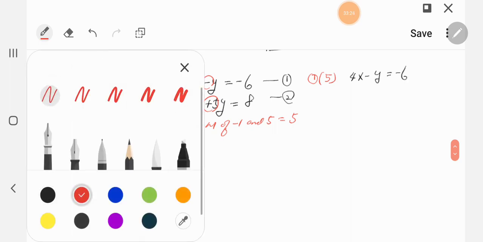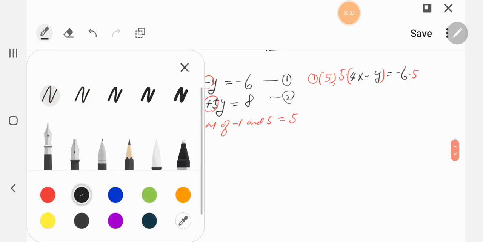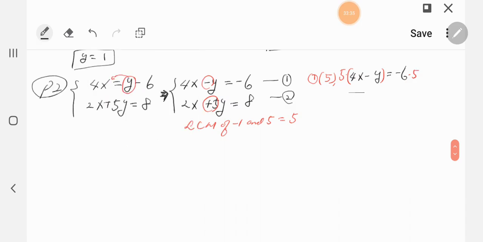So I will multiply this equation by 5. Okay, so multiply this by 5. Then this will be 20x minus 5y is equal to negative 30. So let's say this is equation number 3. So let's write equation 3 and 2.